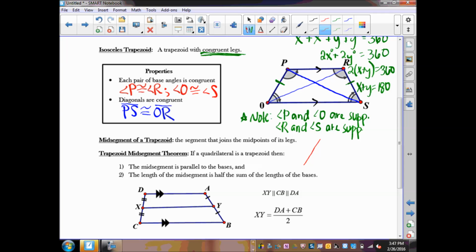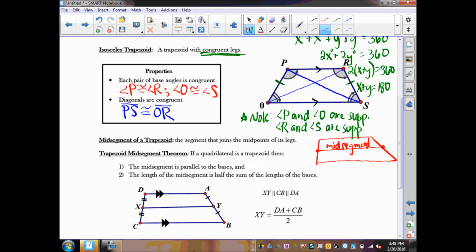So I'm just going to draw a trapezoid here. Let's make it not quite isosceles. So the midpoint of each of the legs, the line connecting them, is what we call the mid-segment.